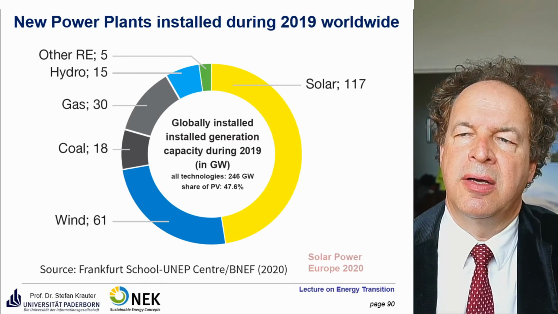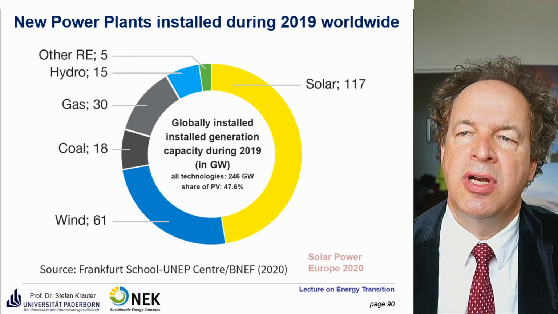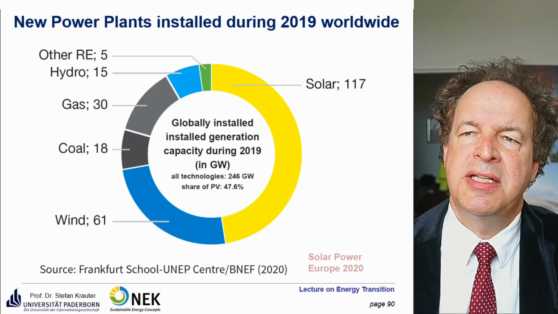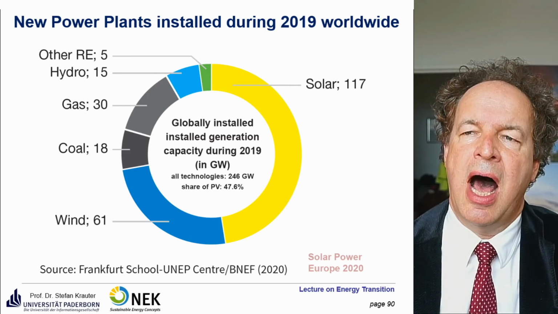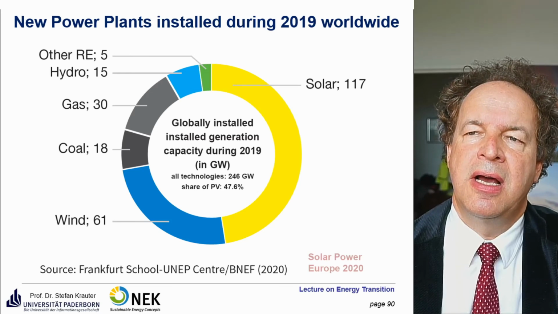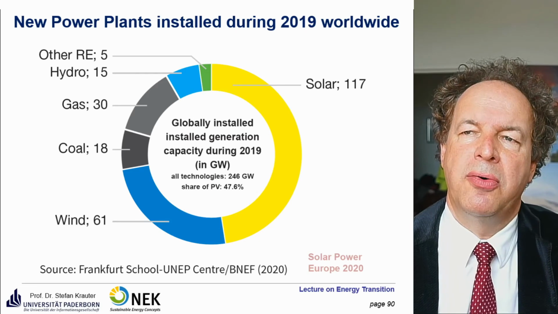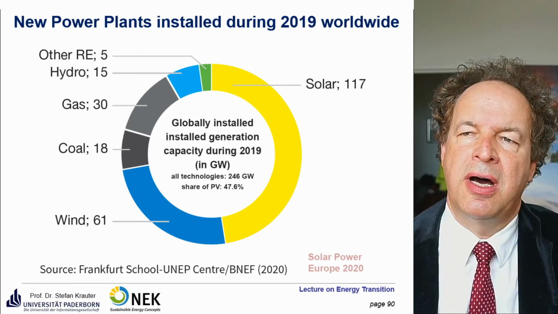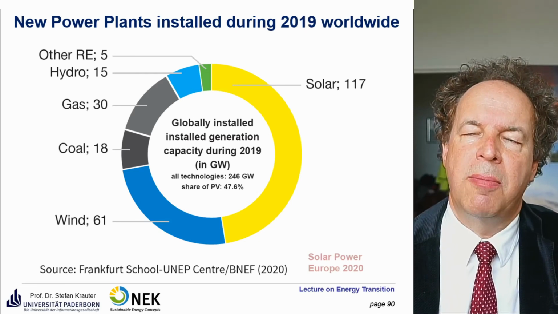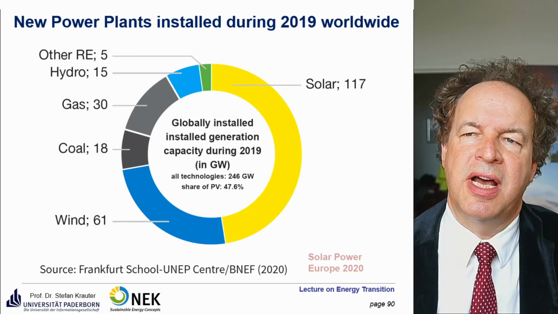gigawatts. Some people are asking, why is there no nuclear? In 2019, a higher nuclear capacity was dismantled than installed new, so the net was below zero. So therefore, there are effectively no new nuclear power plants during 2019.